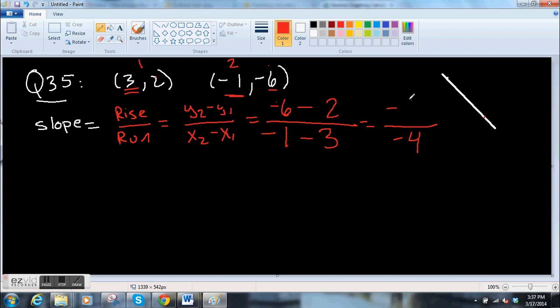So we have -6 minus 2, that's -8, and look what happens. Hooray! I like it when the negatives cancel. So -8 divided by -4 is +2. So we have the slope is +2.